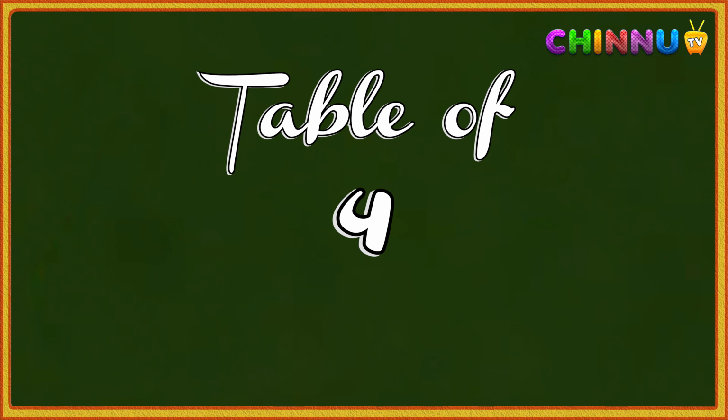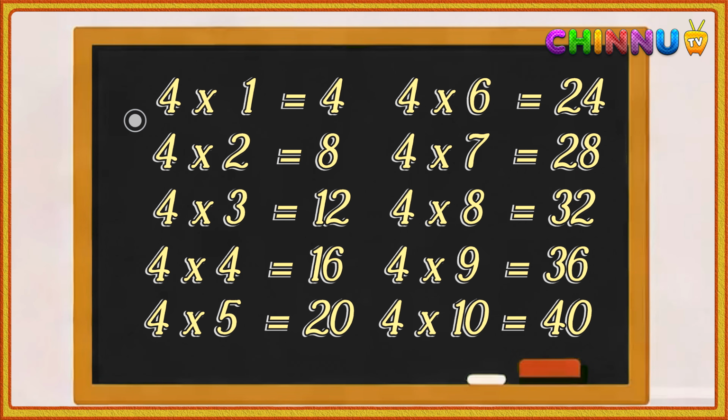Let's learn the table of 4 one more time. 4 ones are 4. 4 twos are 8. 4 threes are 12. 4 fours are 16. 4 fives are 20.